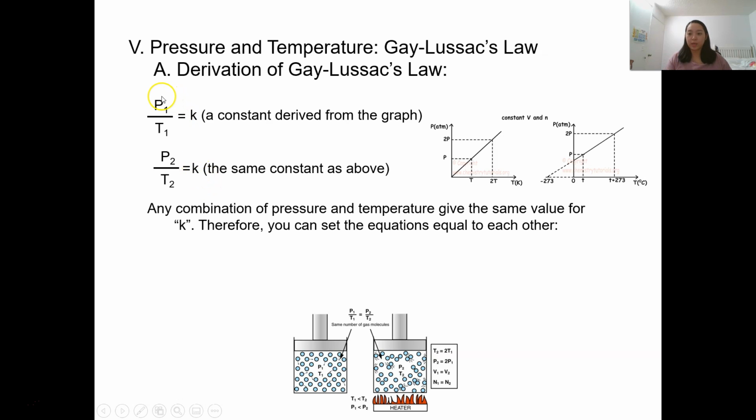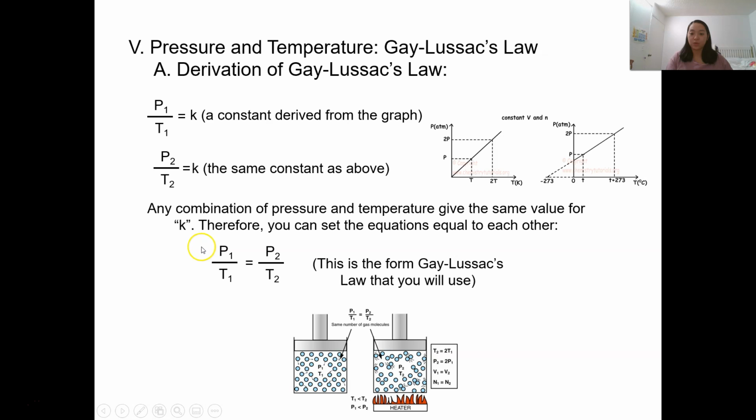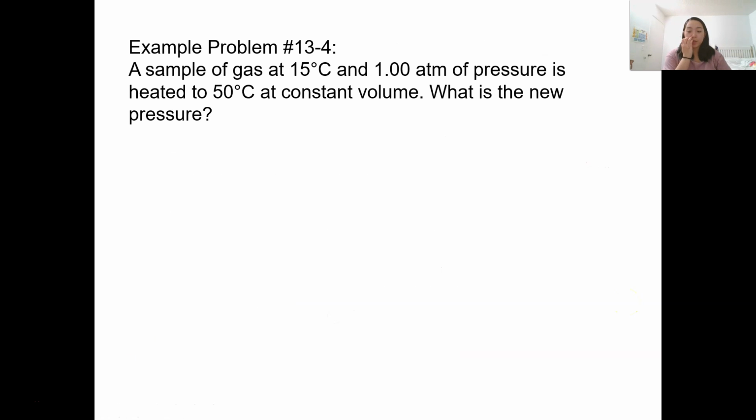So, just like before, we can set P1 over T1 equal to P2 over T2 because they are both equal to K. So, this is the form of Gay-Lussac's law that you will use for your calculations. Now let's take a look at how you would actually use Gay-Lussac's law to solve a question. This question says a sample of gas at 15 degrees Celsius and 1 atm of pressure is heated to 50 degrees Celsius at a constant volume. Now what is the new pressure after you heat it up to 50 degrees Celsius?